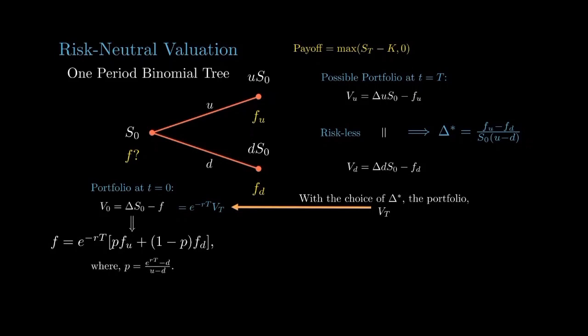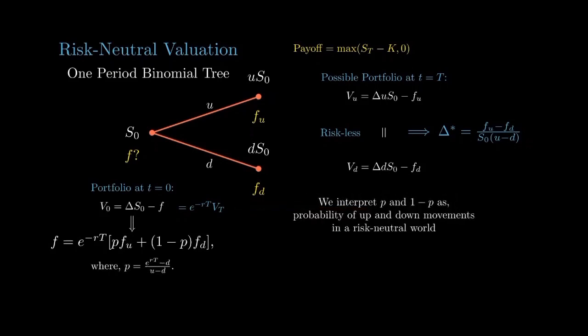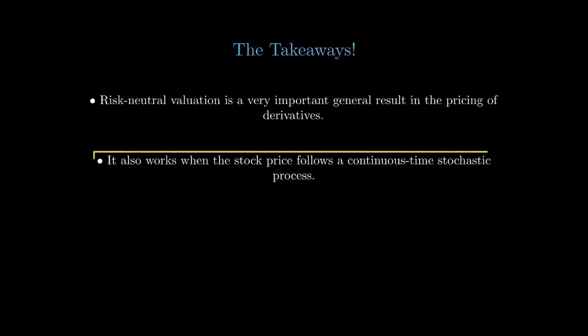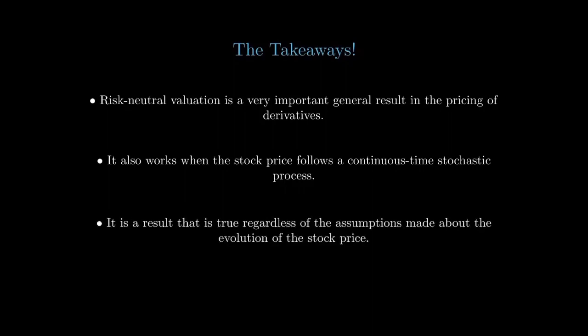Interpret P and 1 minus P as probability of up and down movements in a risk-neutral world. Here is the main point. The premium is equal to the expected payoff multiplied by the discount factor in the risk-neutral world. The takeaways. One, risk-neutral valuation is a very important general result in the pricing of derivatives. It also works when the stock price follows a continuous time stochastic process rather than a discrete one. It is a result that is true regardless of the assumptions made about the evolution of the stock price.